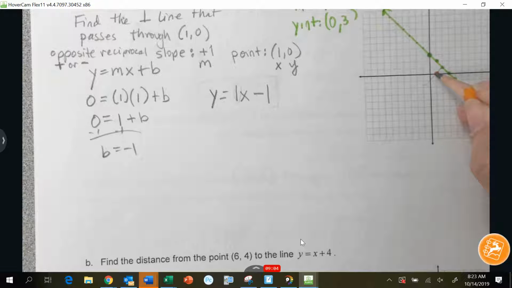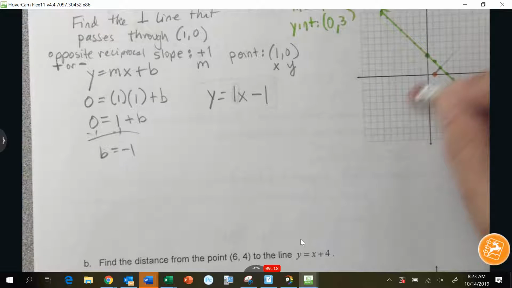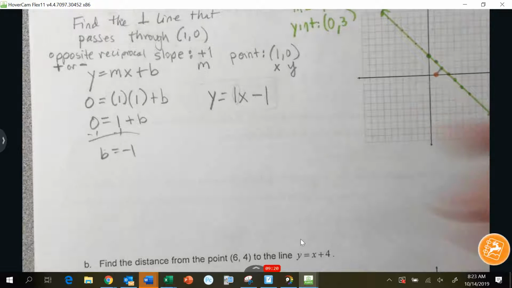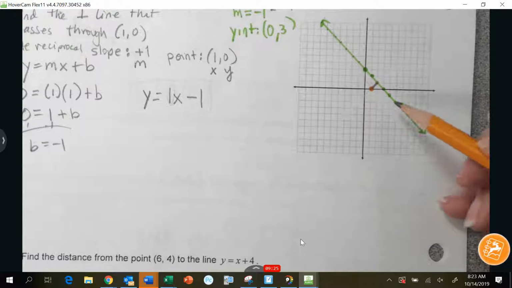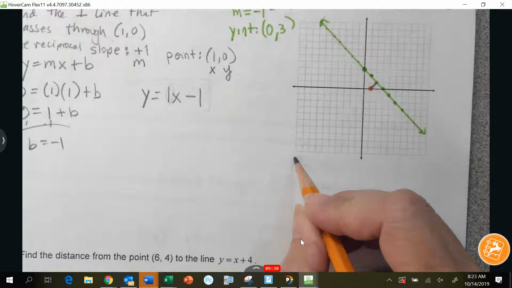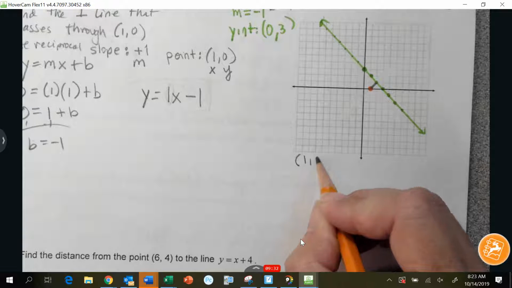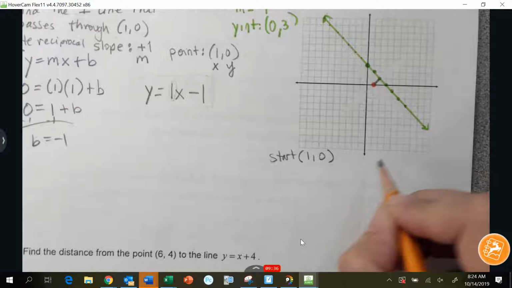So now we know the equation of that line. Now we could actually draw it if we needed to. But we don't actually need to draw it, but if we needed to, we could draw the line. But we need to find just the line segment that connects the point to the line. We need to find the distance of that line segment. So to find the distance of that line segment, I need 2 points. I need the point that it starts at, and I need the ending point.